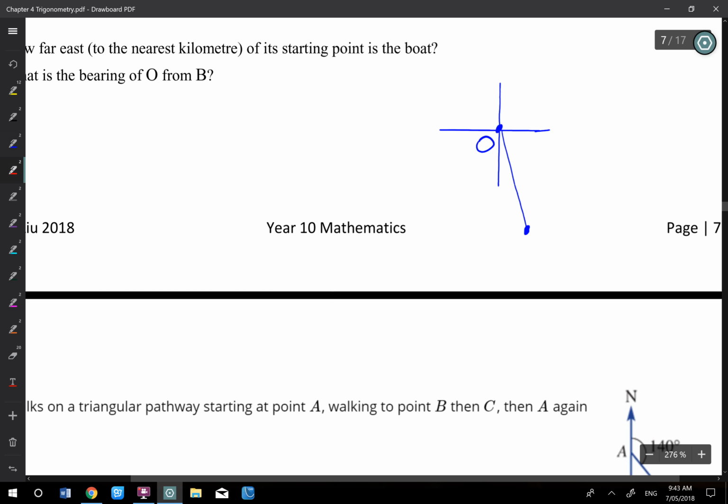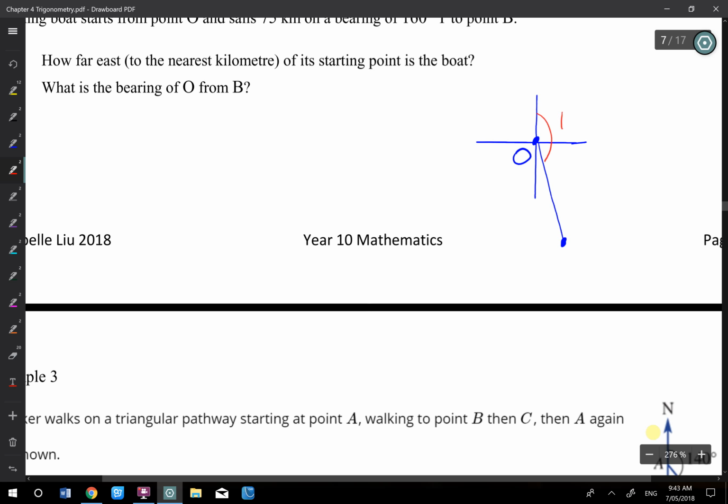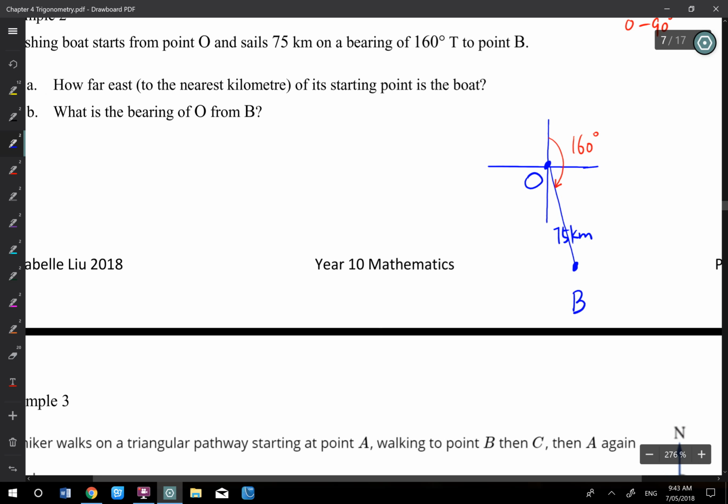So on a bearing of 160 degrees, start from the north, 160 degrees to reach the point B. And OB has a distance of 75 kilometers. Okay, that should be a diagram. Well, better we sketch the north. When we sketch a compass, we sketch the north. So that's the north.